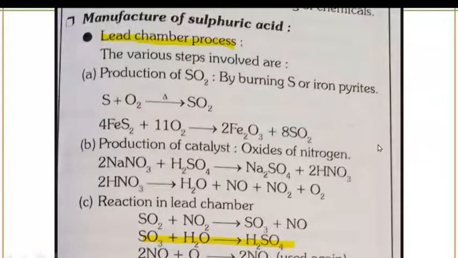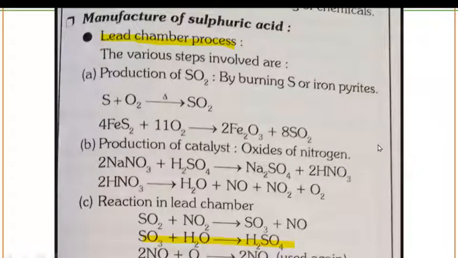Sulfuric acid is a very important commodity chemical, and a nation's sulfuric acid production is a good indicator of its industrial strength. This is a very important point. A nation's sulfuric acid production is a good indicator of its industrial strength. It is widely produced with different methods such as contact process, wet sulfuric process, lead chamber process, etc.